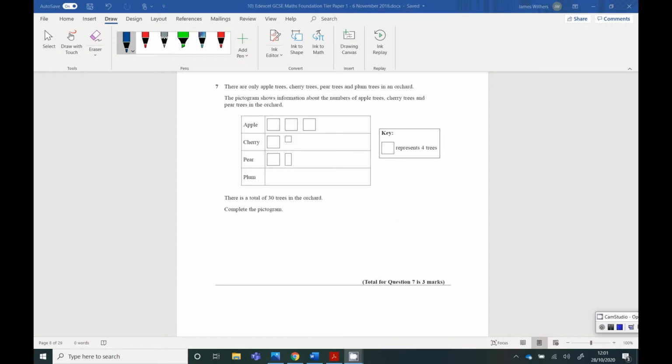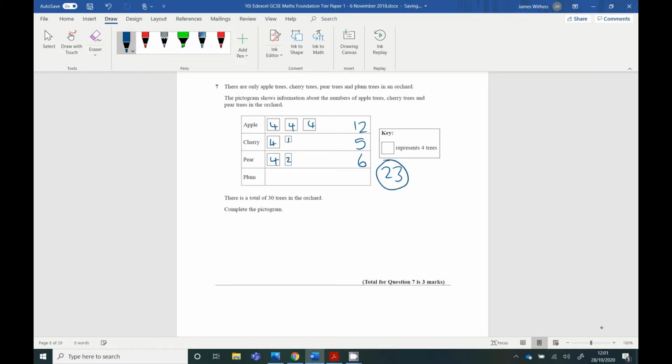Question 7. So we're told here from the key that a whole square represents 4 trees. So apple trees, we've got 4 and 4 and 4, which is 12. Cherry trees, we've got 4 and a quarter there, haven't we? So that's just 1, so that's 5. And pear trees, we've got a 4 and a half. Half of 4 is 2, so we've got 6. So altogether we've got 12 add 5, which is 17, plus 6, which is 23. So we've had 23 trees so far.